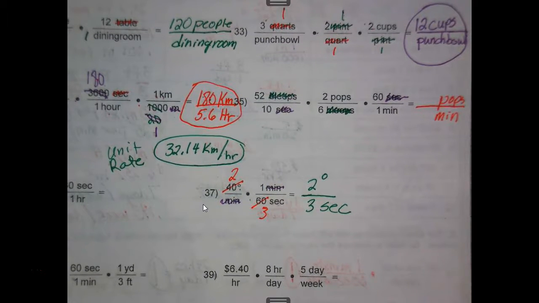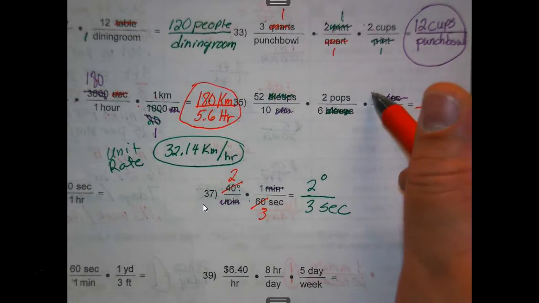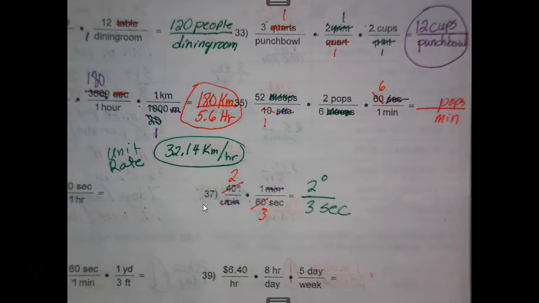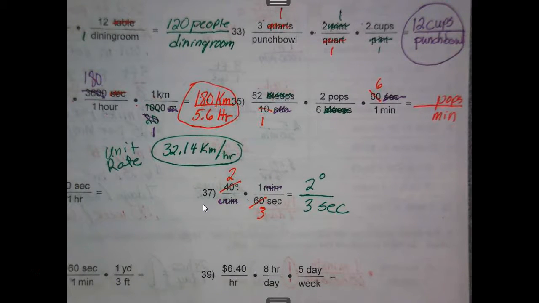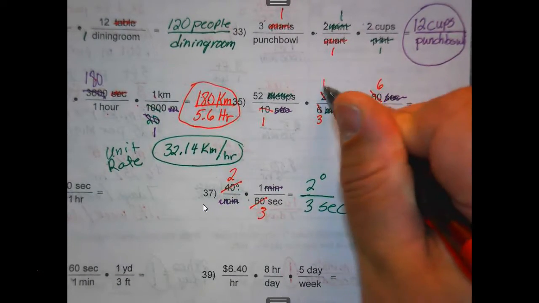Okay, let's look at our numbers. Let's get rid of this 10. 10 goes into 60 how many times? 6. 10 goes into 10 once. 6 go into 52? Nope. But 2 goes into 6 3 times.